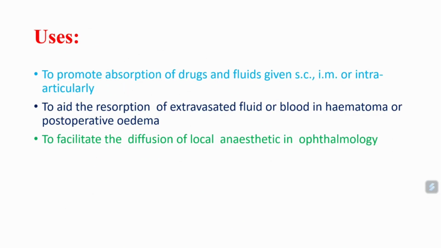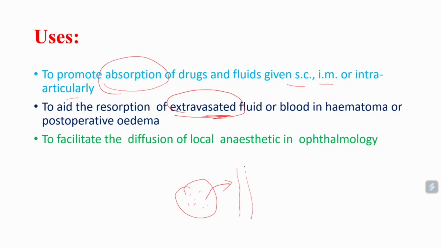Now let us see the important uses of hyaluronidase. It is very important in promoting the absorption of certain drugs. Drug absorption is promoted when hyaluronidase enzyme is given through the subcutaneous, intramuscular, or intraarticular route. It is also important in resorption of extravasated fluid. When fluid is accumulated in certain tissue and is unable to transfer into the blood vessels or the lymphatic vessels, and the hyaluronic acid matrix is very dense, it is very difficult for the accumulated fluid to transfer into the blood or lymphatic vessels.